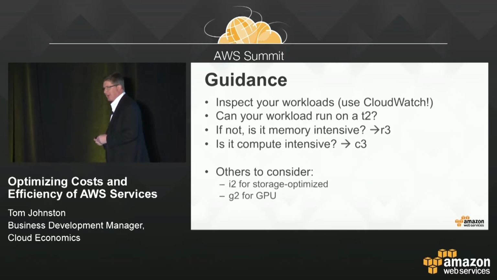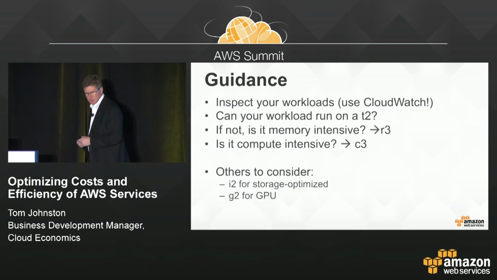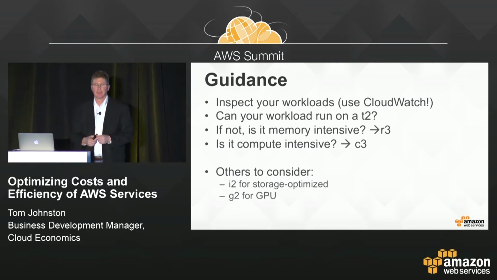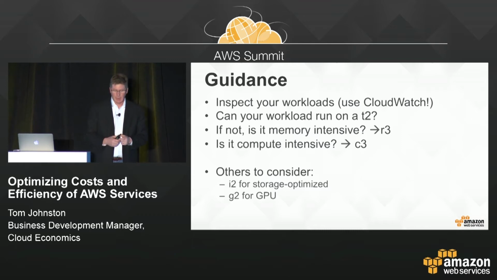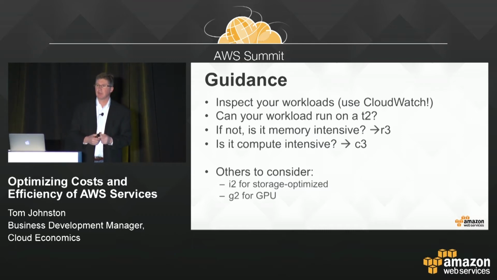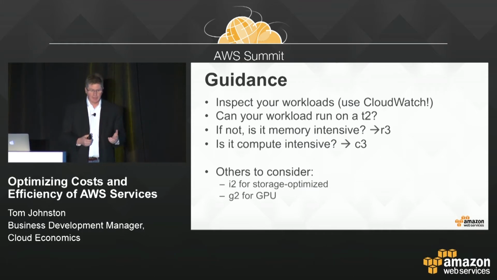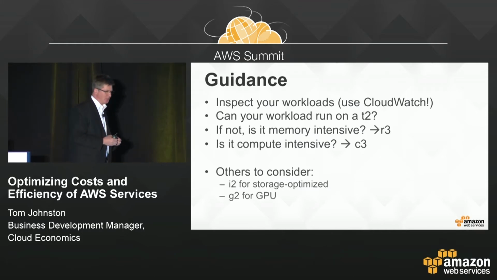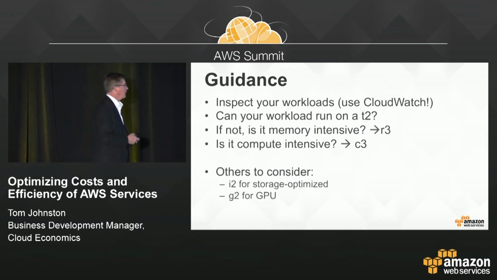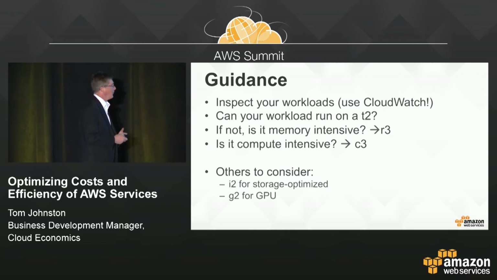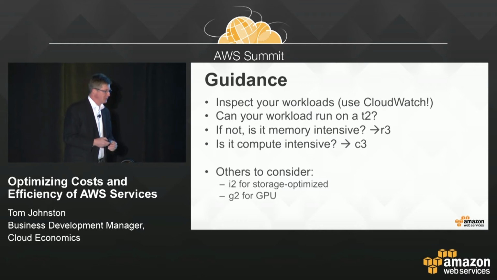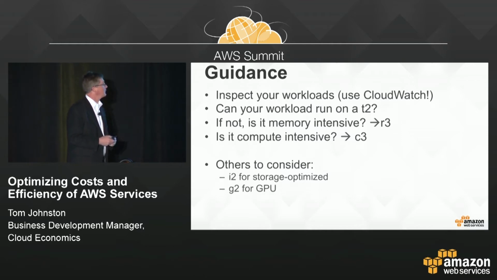Okay, so take a look at your workloads. Look at CloudWatch. Can it run on a T2? If the answer is yes, move it. If not, can it move? Is it memory intensive? Switch it to the smallest R3 that has the memory you need. If it's compute intensive, switch it to a C3 or a C4, the smallest that will meet your needs. Others to consider, if you have a storage optimized workload, look at the i2 or the new D2, and also look at G2 for GPU. By using these specialized or optimized instance types, we can save you some money.